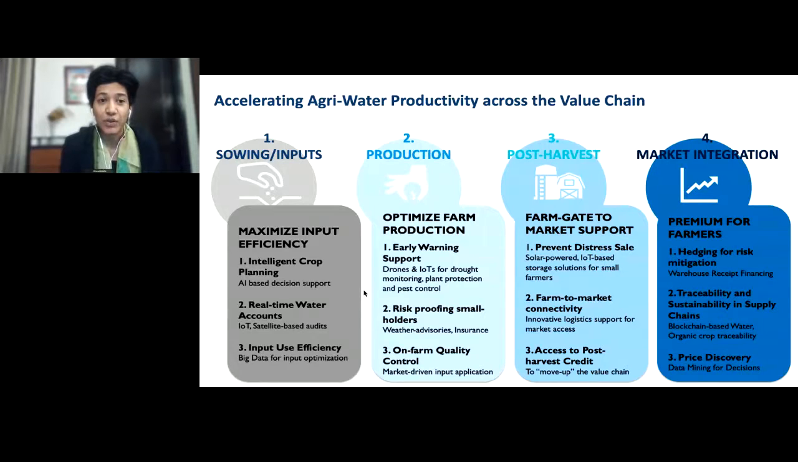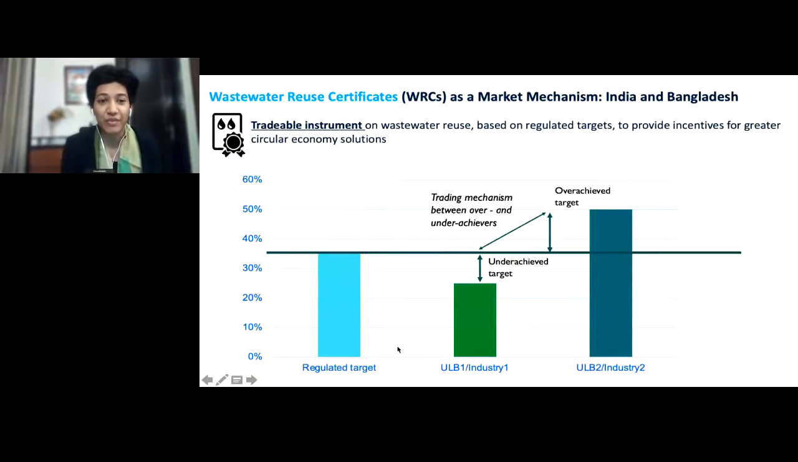This comes in through a suite of different fintech and insurance products. Then we move on to the post-harvest stage, where there is financing that we're trying to facilitate for post-harvest credit, and also improve logistics, transport, and storage. And then lastly, the market integration phase, which is really about supporting market linkages for farmers. This also includes risk mitigation. It includes traceability of efficient production, and also mechanisms for price discovery. So ultimately, the aim is to support enhanced income for the farmers across the entire value chain.